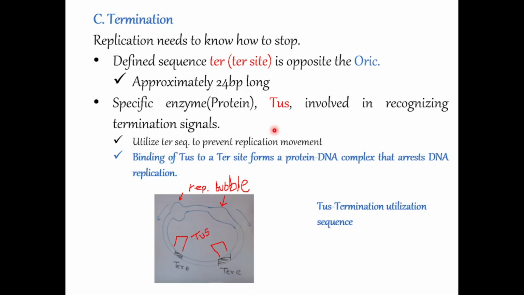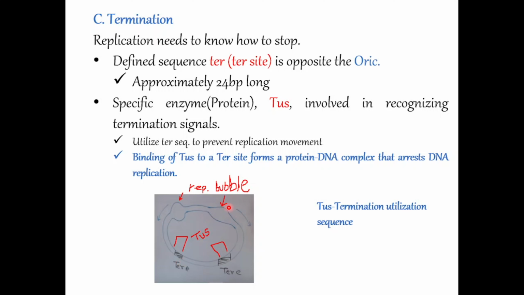So there is also an enzyme that supports this Ter sequence or Ter site here. So TUS is nothing but termination utilization substance. It forms a complex here. So this TUS aids in stopping replication.